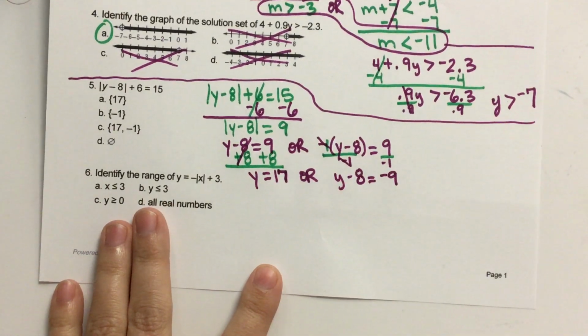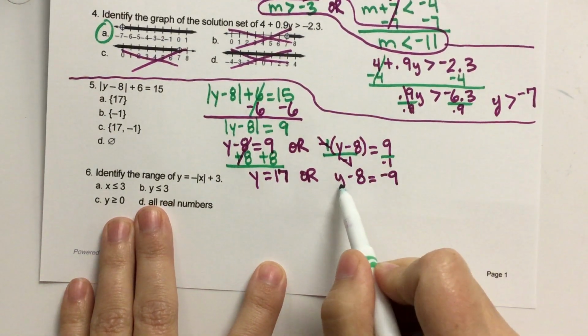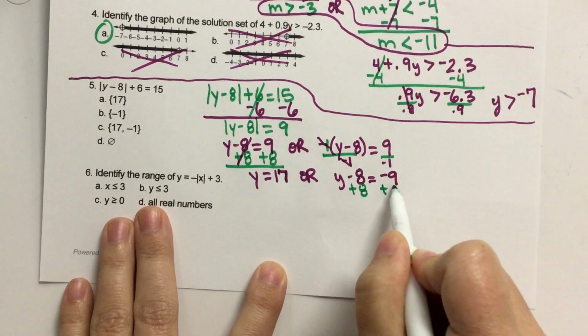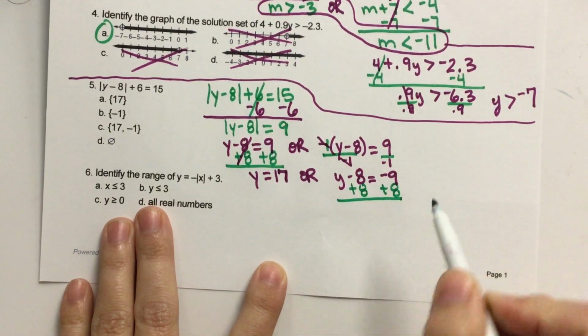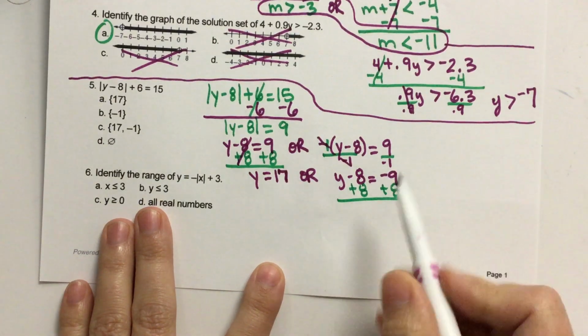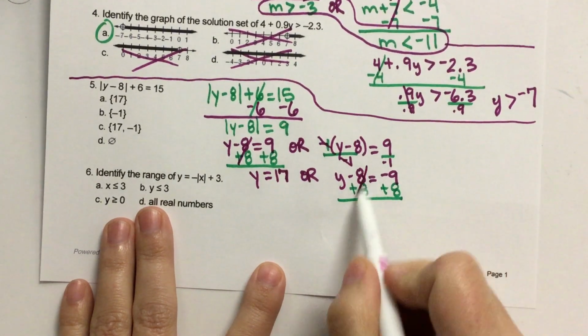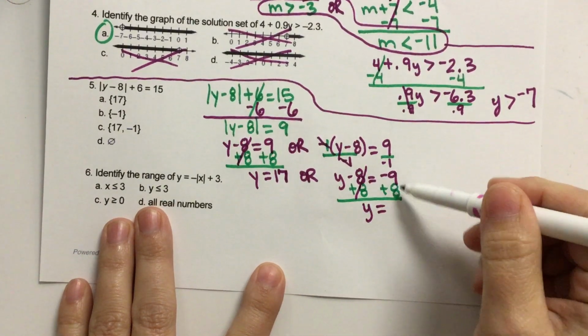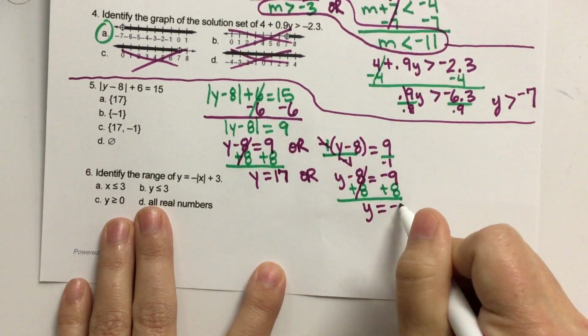Okay, so to finish solving this equation, to get y by itself, I need to get rid of subtraction of 8 by adding 8. So I'm going to add 8 to both sides. The negative 8 plus 8 cancels out. Shoop, all I'm left with is y, the equals, and then negative 9 plus 8 makes negative 1.